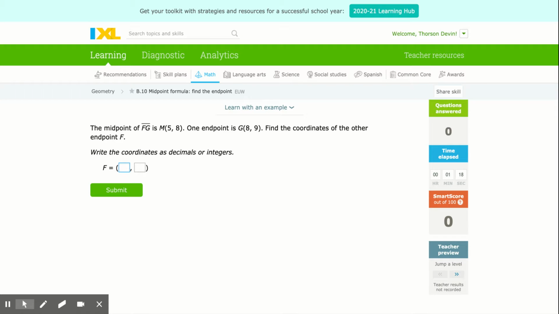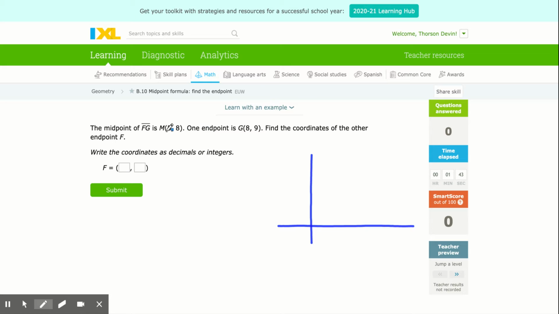Welcome. This lesson is similar to the last one, except this one, they give you the midpoint and the endpoint of a line segment and ask you to find the other endpoint. So they're not asking for the midpoint, they're asking for one of the endpoints. What's very important with this is to make sure you remember which point is the midpoint and which point is the endpoint.